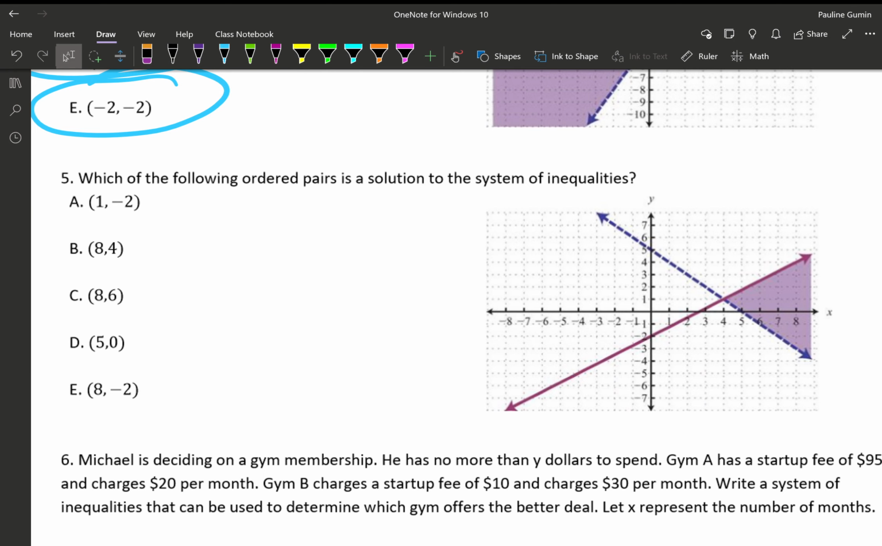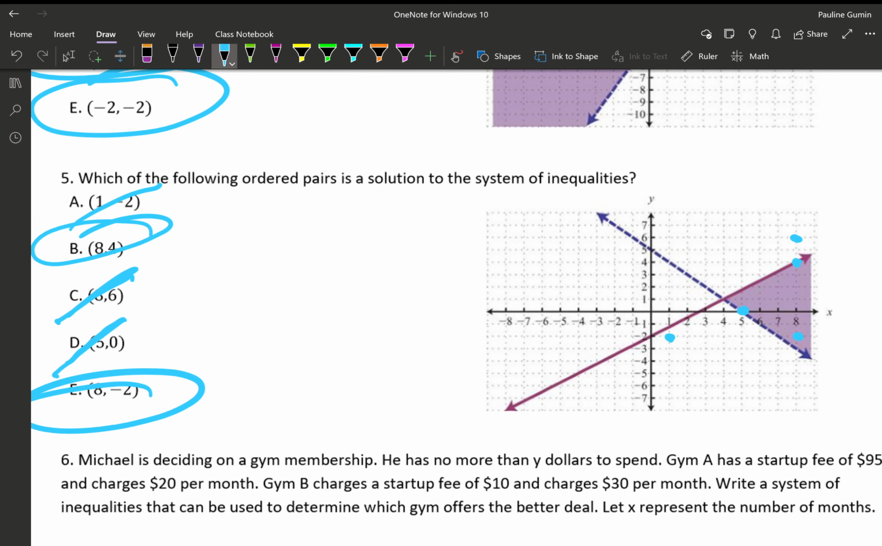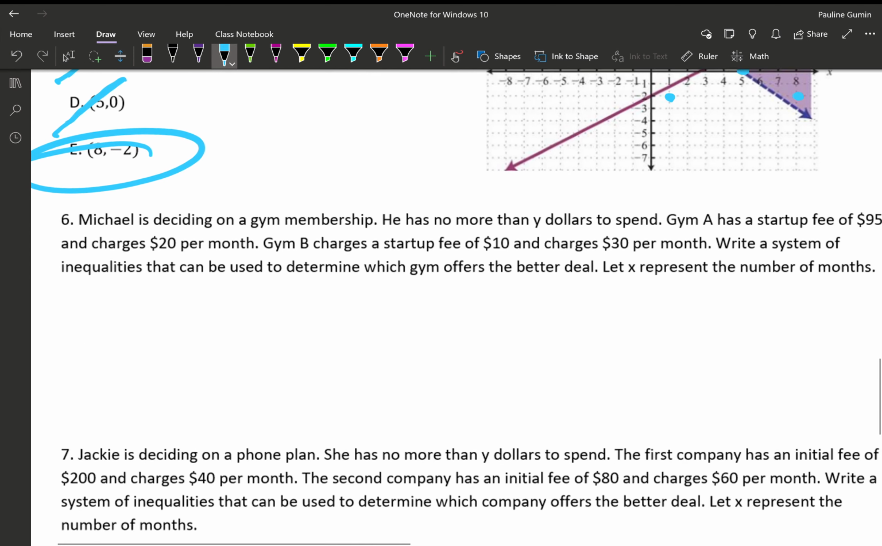Number 5, same idea. 1, negative 2. Nope. Letter B is 8, 4. It's on the solid line. Perfect. Letter C is 8, 6. Nope. Letter D is 5, 0. 5, 0 is on the dashed line, so no. Letter E is 8, negative 2. That's in the shaded area. That's our answer.